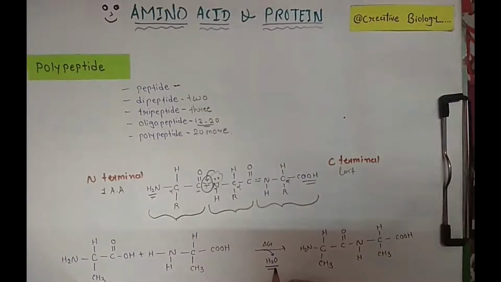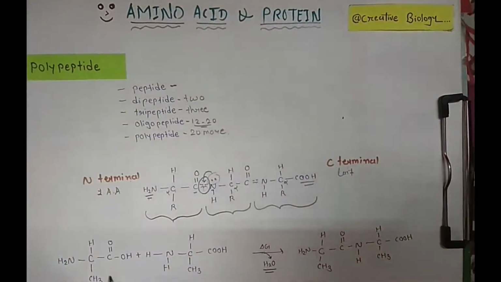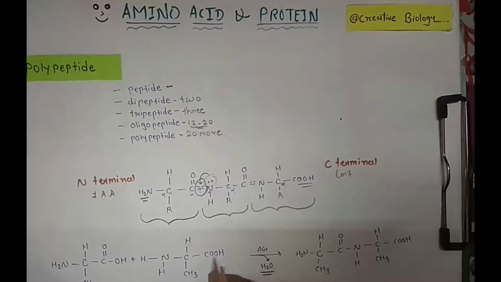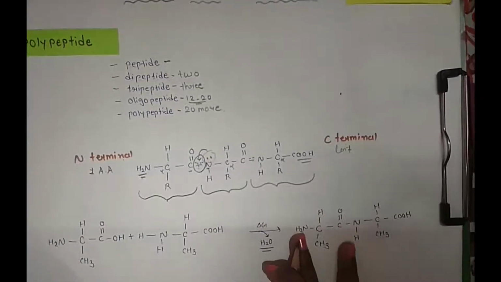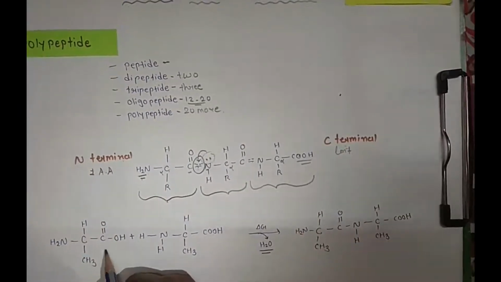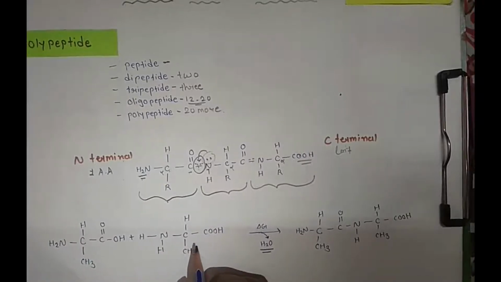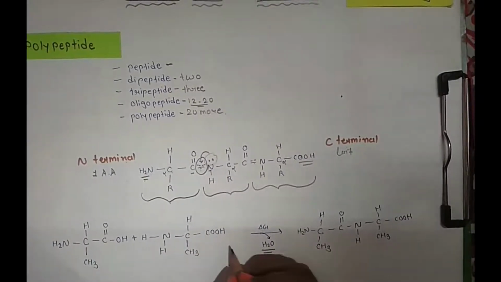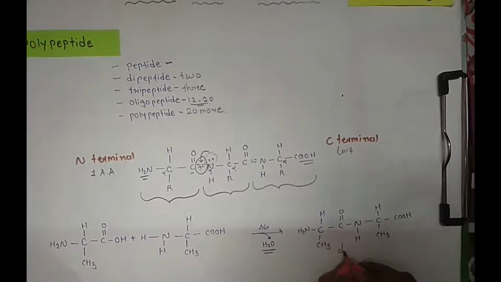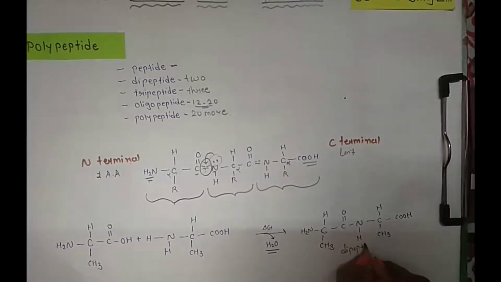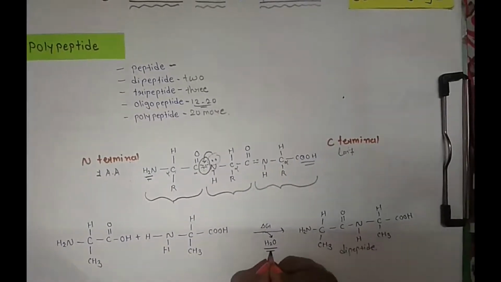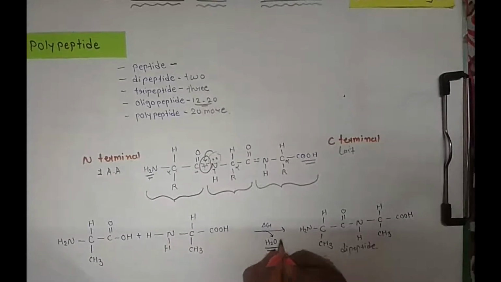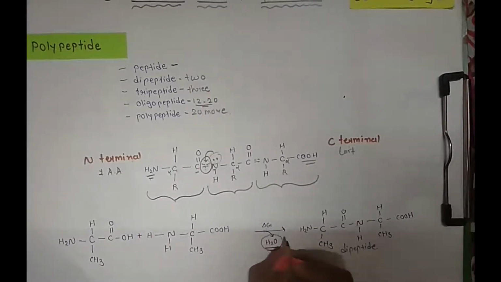water molecule. As you can see here, this is a simple example of a dipeptide, where two molecules of the amino acid alanine are combined and converted into a dipeptide with dehydration, or with the removal of a water molecule.